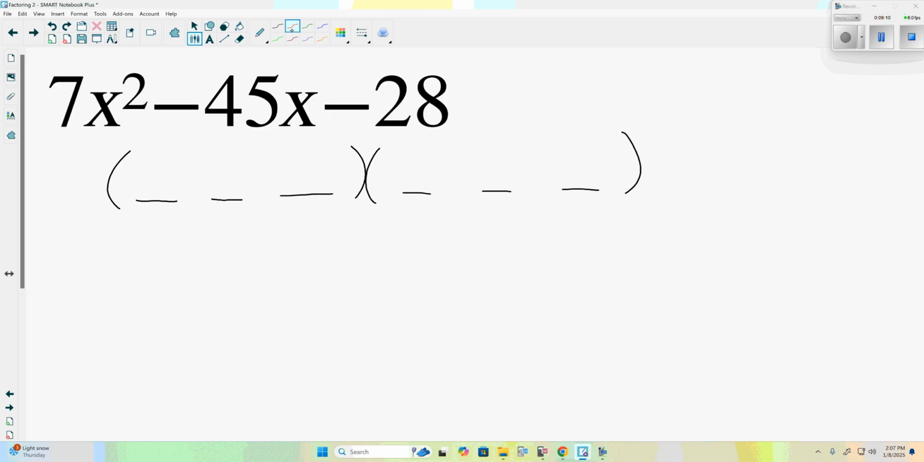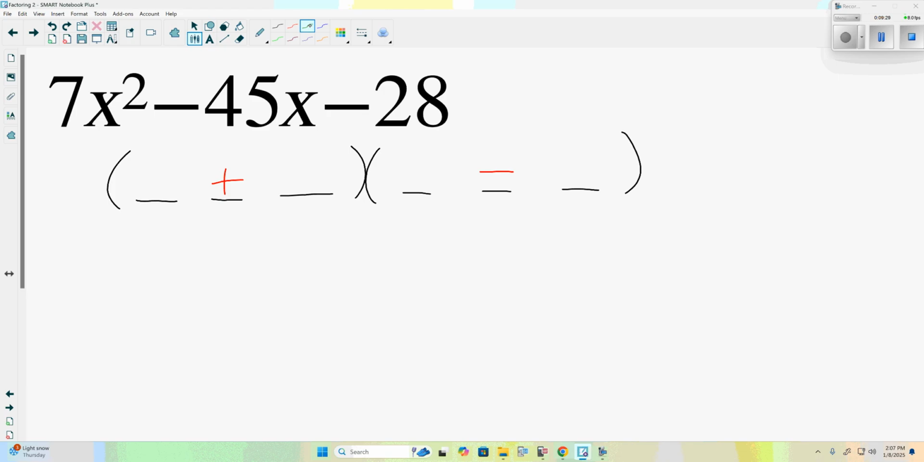Now we need to find the sign. The third term is negative, so the signs are going to be opposite. One's going to be positive, one is going to be negative. It really doesn't matter which one's positive, which one's negative. We just have to set one as positive and one as negative.